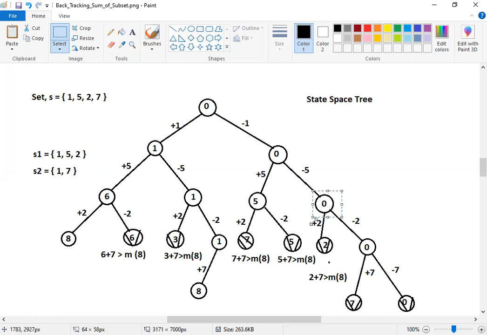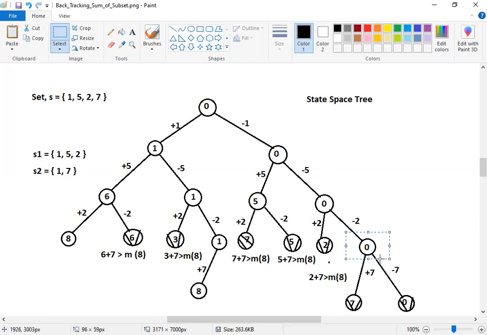Now here I included 2. Now I will proceed with not including 2. That means I will have to draw a right child. In this right child, the value is going to be the same as the parent itself, but with a negative sign, -2. Now this particular 0 on the fourth level indicates that I'm on the verge of calculating the sum of a subset where I don't want to include 2, that is, first number -1. I don't want to include 1. I don't want to include 5. And even I don't want to include 2.